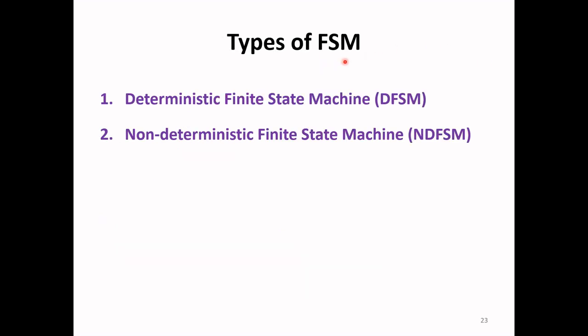Finite state machine is of two types: deterministic finite state machine and non-deterministic finite state machine. In the next lecture, we'll be discussing these different types of finite state machine.